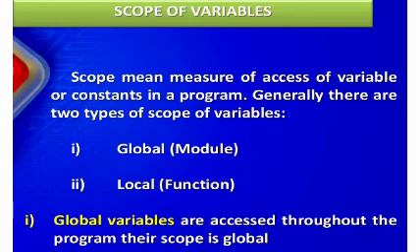Here scope of variable is defined in 2 categories, global and local. Scope means the measure of access of variables or constants in a program. It means the boundary of accessibility, the boundary of use of a variable. Generally there are 2 types of scope. Number first, global, which means module.